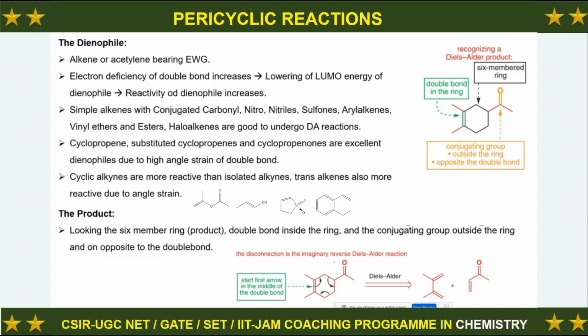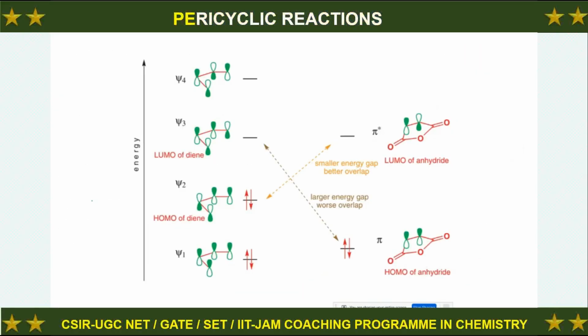It is of course a cyclic 6-member ring product. It bears one double bond. Then the electron withdrawing group, the dienophile having an electron withdrawing group, is just opposite to the double bond. That's all. So this is a typical product of Diels-Alder.